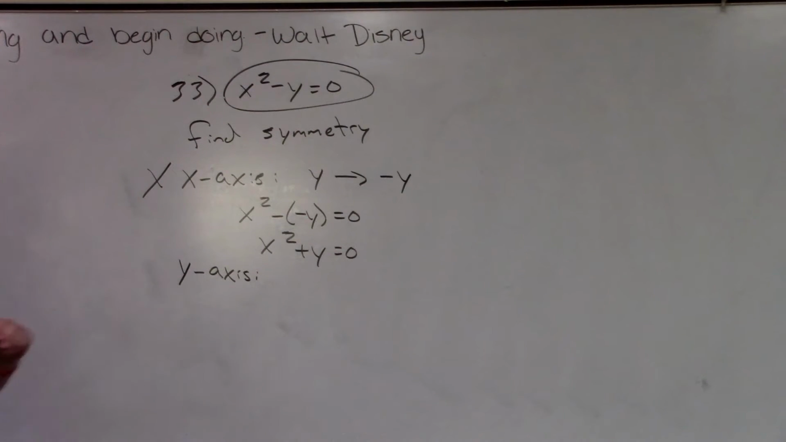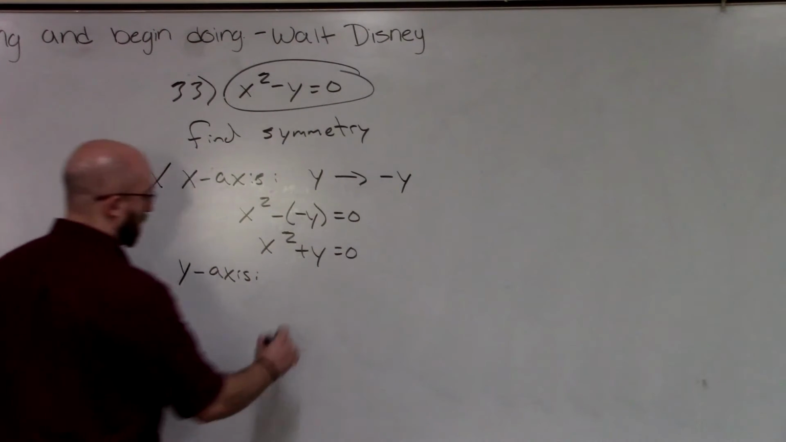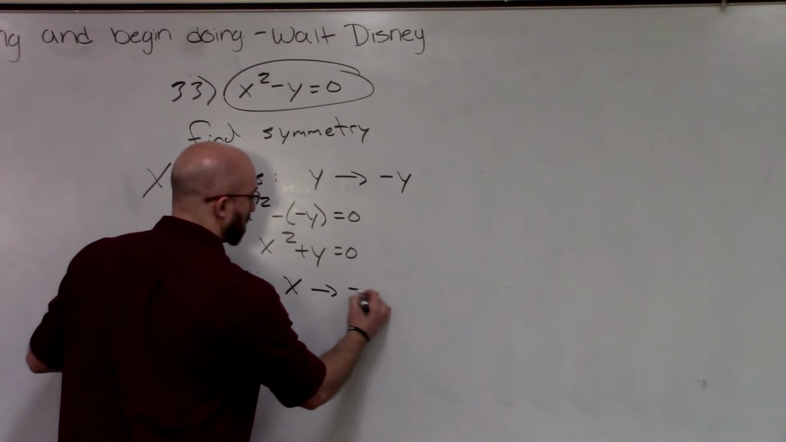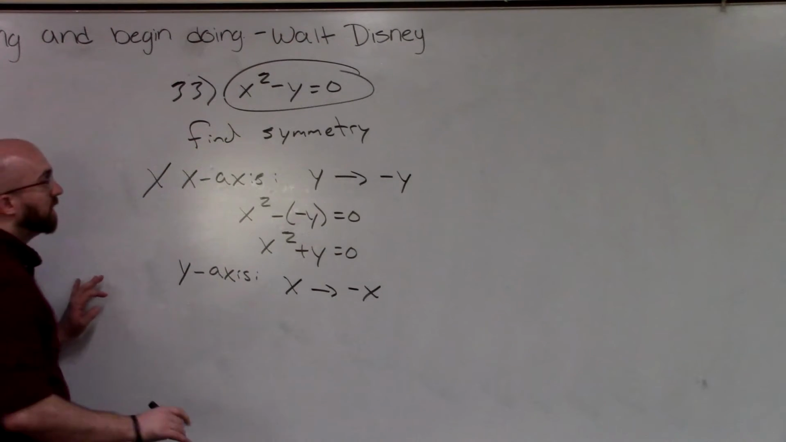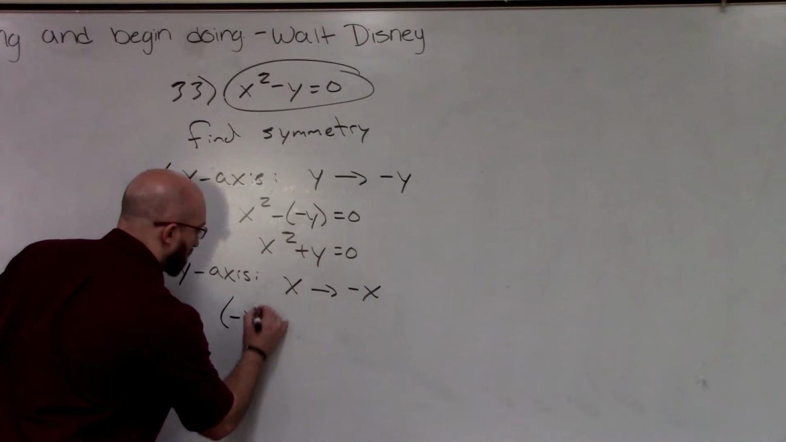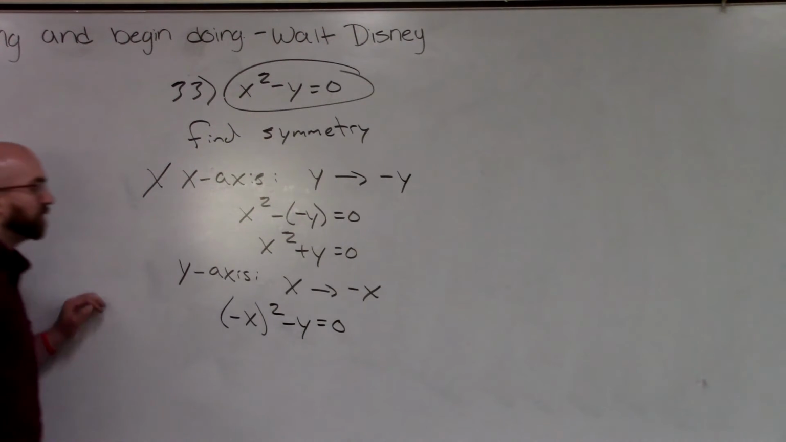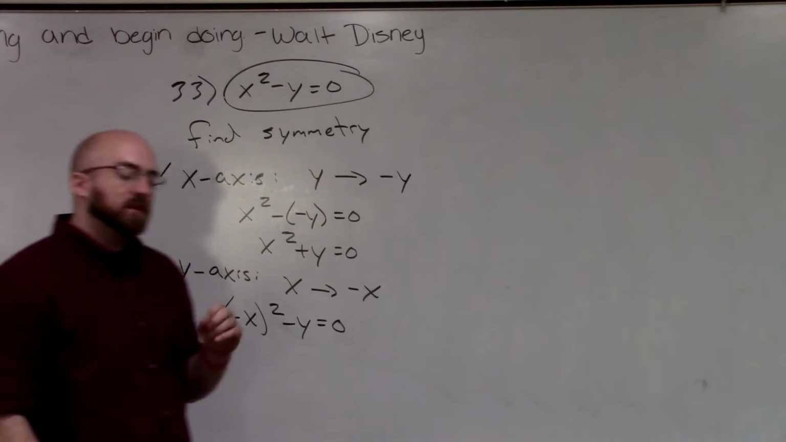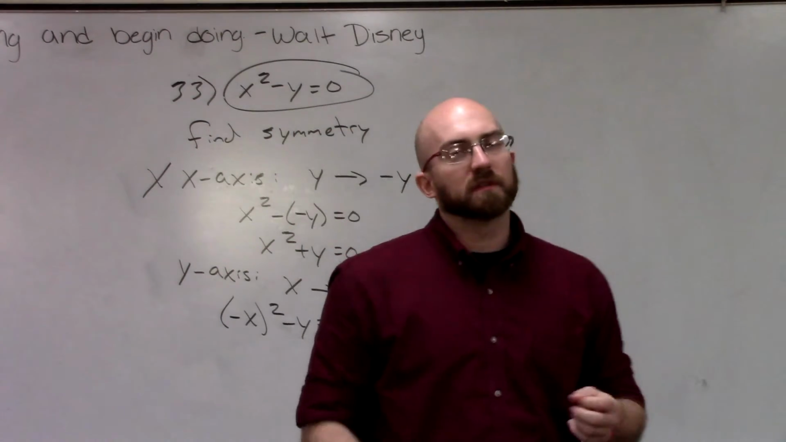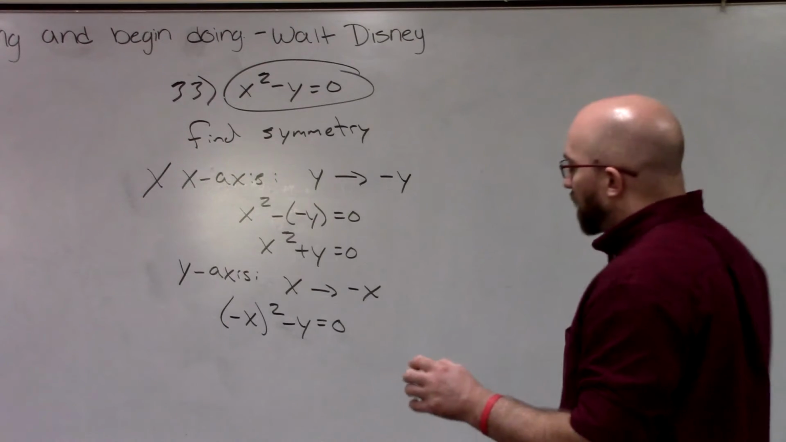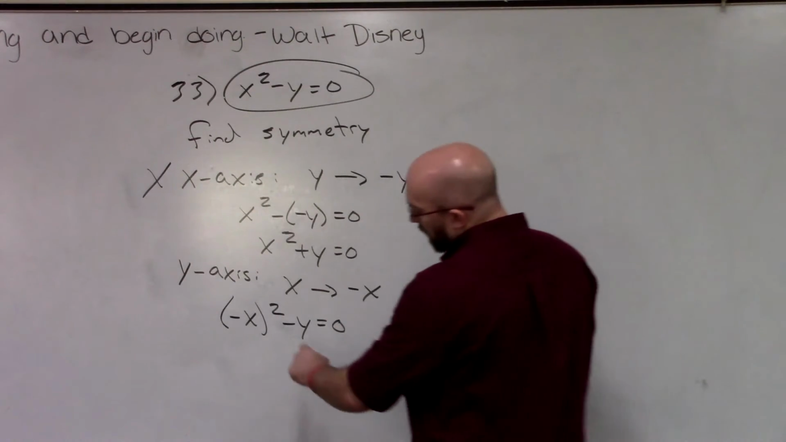This is where we plug in a negative x for all x. So we have x, change those to negative x. And we get negative x squared minus y. This is where students kind of get confused. Not just students, but this is where people get confused. The x is a variable, but I still have to square this.